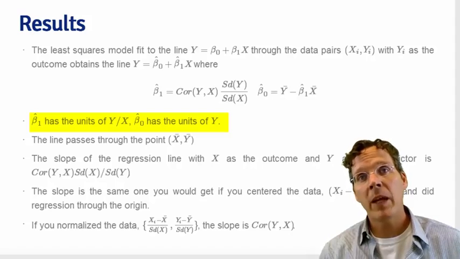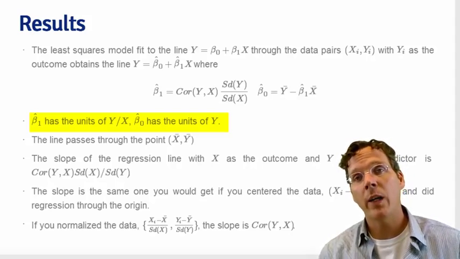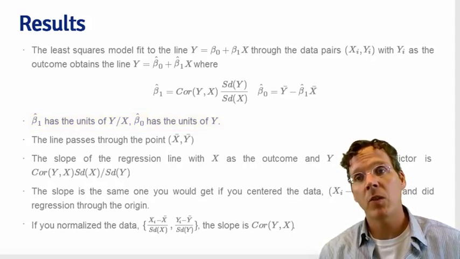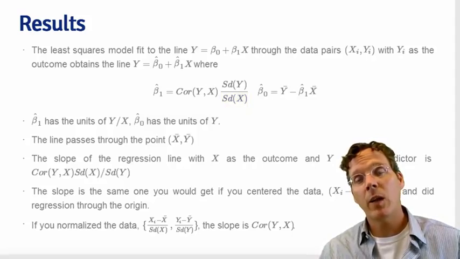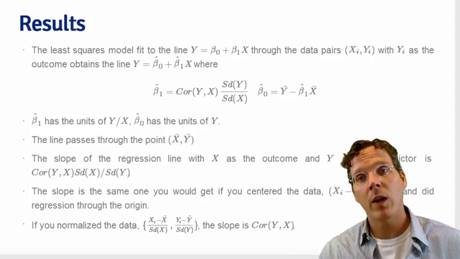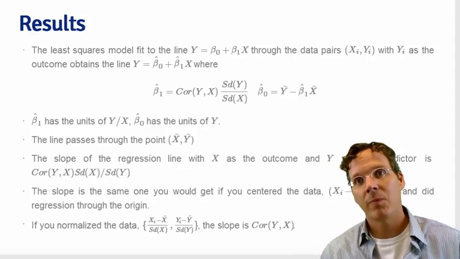First of all, beta 1 hat has the units of y divided by the units of x. That's its units. We can see this because the correlation is a unitless quantity, the standard deviation of y has the units of y, and the standard deviation of x has the units of x. Remember, because the slope of a line is change in y divided by change in x, it has to have units of y divided by units of x.